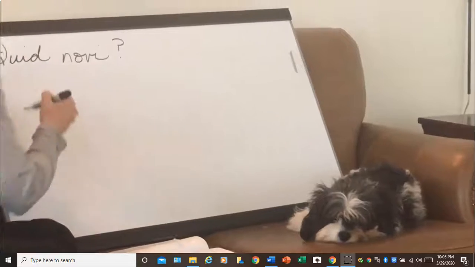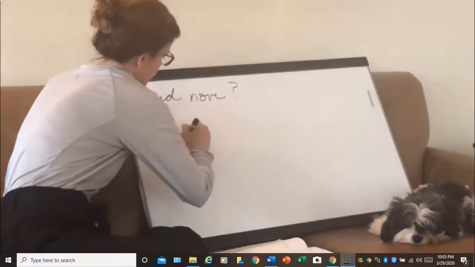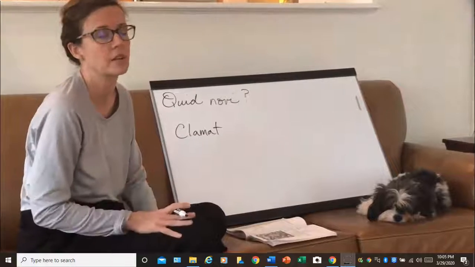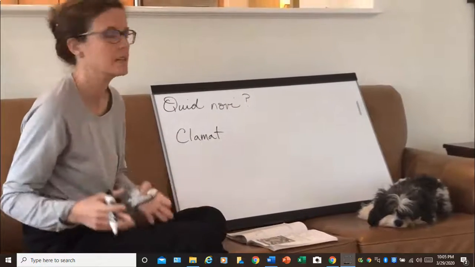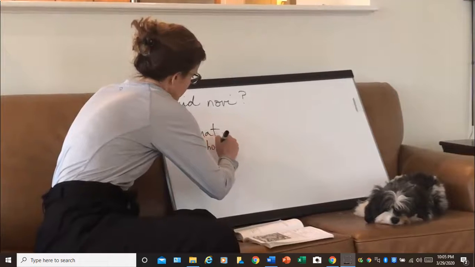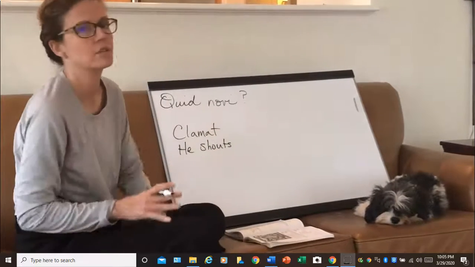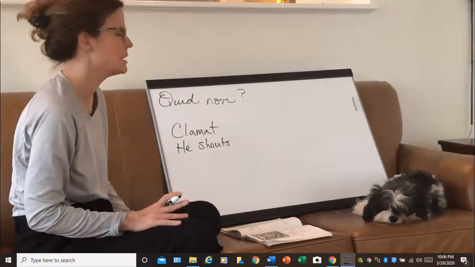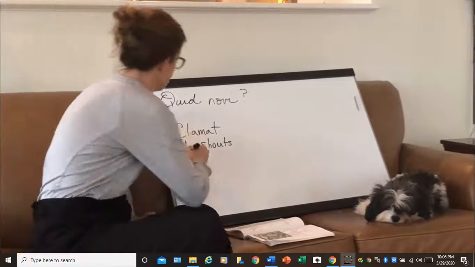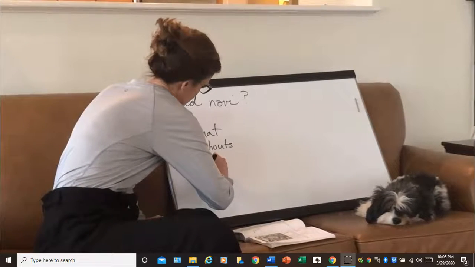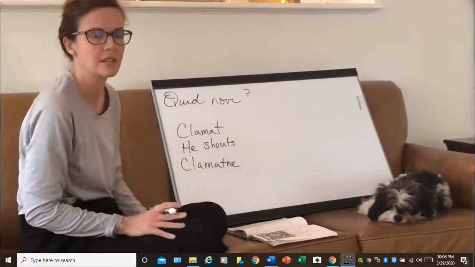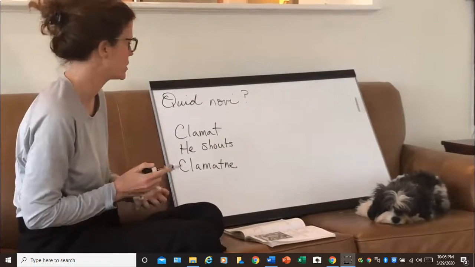All right, let's take clamat. This is present tense. Clamat. Say that in your head, or translate it in your head. He, she, it does what? Shouts. So I'm going to say he shouts. Now I want to make that into a question. How do I make that into a question? Is he shouting? Turn clamat into "is he shouting?" And I write clamatne. Okay, and so that's how you take the statement and then turn it into a question.